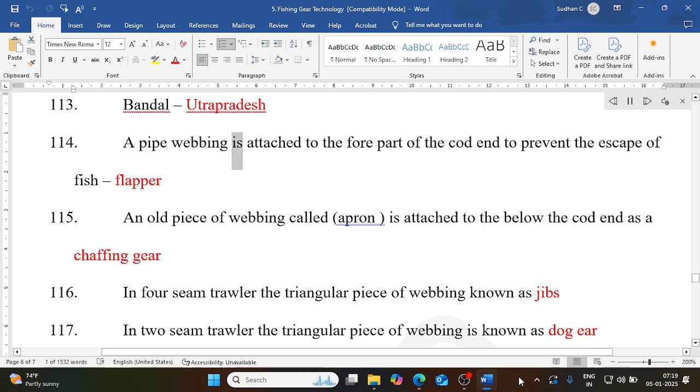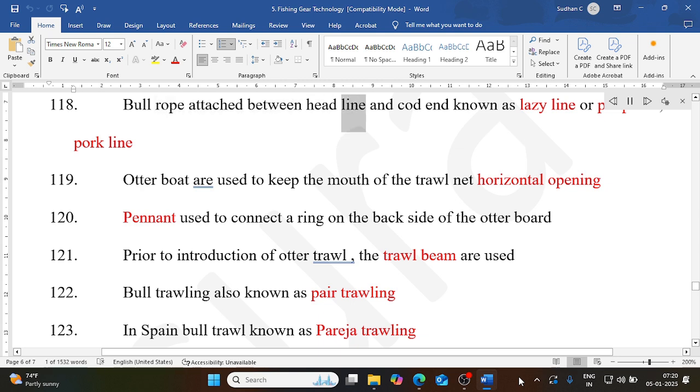A pipe webbing attached to the forepart of the cod end to prevent the escape of fish is the flapper. An old piece of webbing called apron is attached below the cod end as chafing gear. In a four-seam trawler, the triangular piece of webbing is known as jibs. In a two-seam trawler, it is known as dog ear. Bull rope attached between headline and cod end is known as lazy line, poop line or pork line.